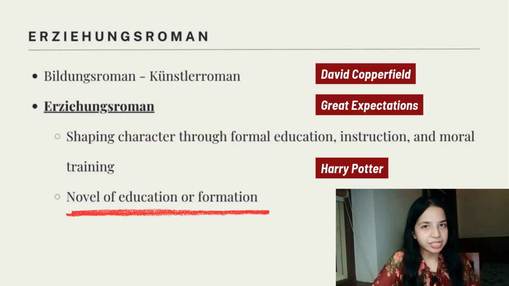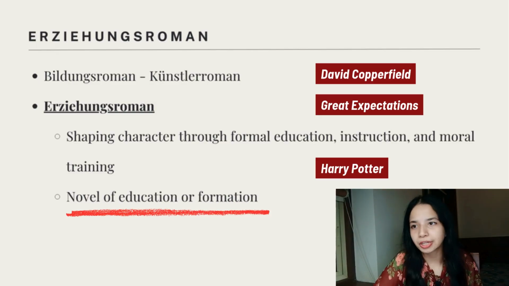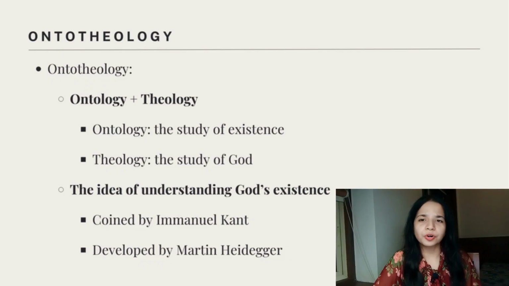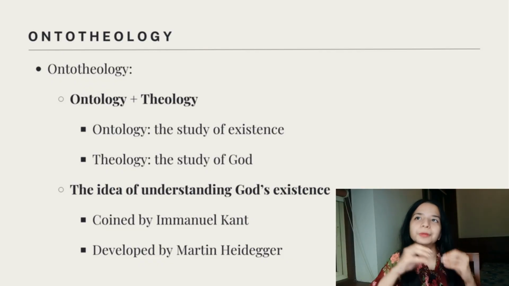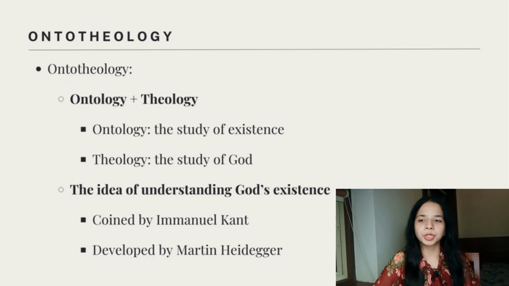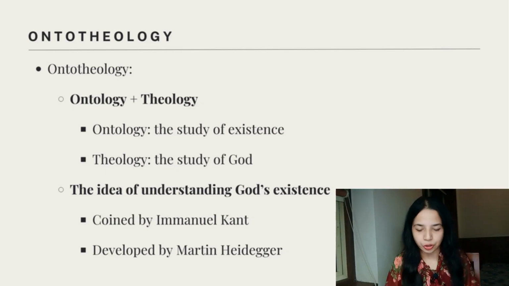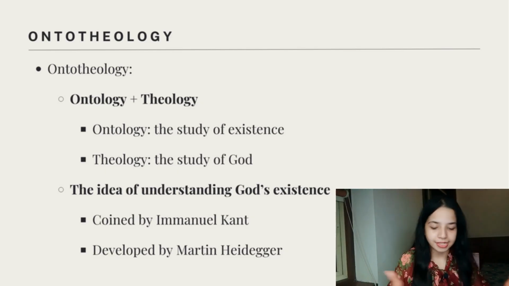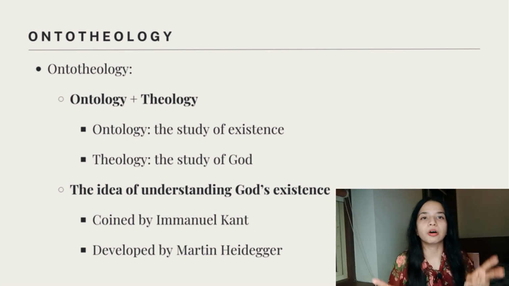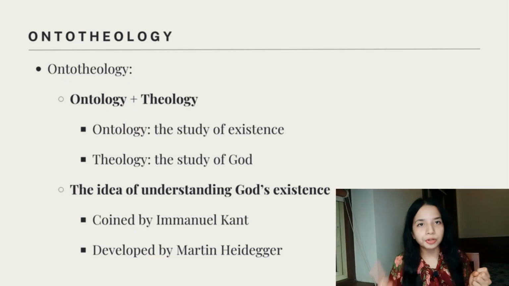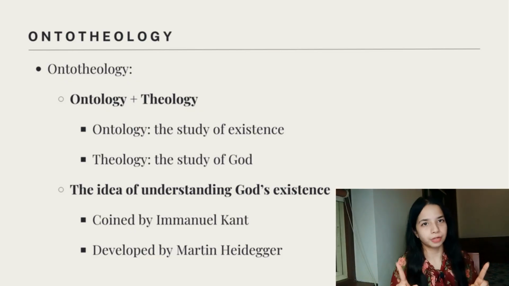Having said that, now let's move on to the fourth most important concept that was asked in this year's paper, and that is Ontotheology. Right? So this was a very philosophical, more abstract concept which was asked in the exam. To understand this, let's break this word down. It's a blend of two philosophical terms, or two branches of philosophy rather. The first one is ontology and the second one is theology.